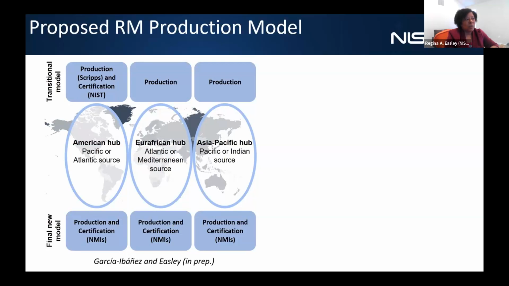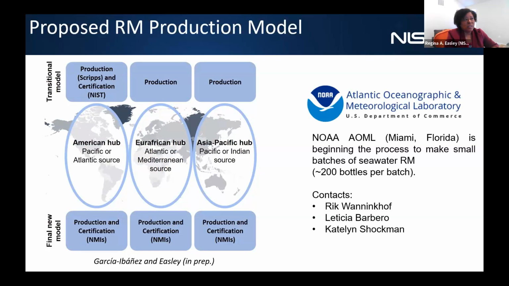The other update that I will give today is that we recently learned that NOAA AOML, which is located out of Miami, Florida, is actually beginning the process to make small batches of seawater reference material. This is pretty critical because, as you remember from the US map, Florida is one of the larger consumers of these materials. So they will produce smaller batches at 200 bottles per batch. I think Andrew's lab produces about 1,200 bottles per batch. The contacts are listed here. They include Rick Wanikoff, Leticia Barbaro, and then Caitlin Shockman.